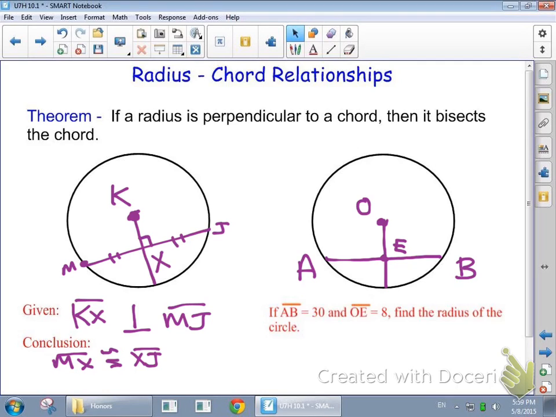So go ahead and write this down in your notes, and you'll be pausing and entering your answer into the program before continuing. So make sure you have it written down. I forgot to tell you that OE is perpendicular to AB.